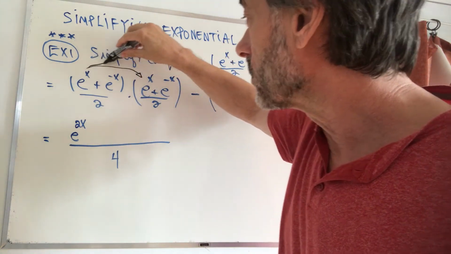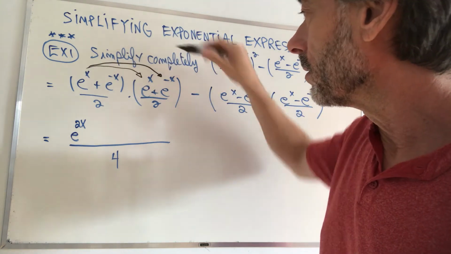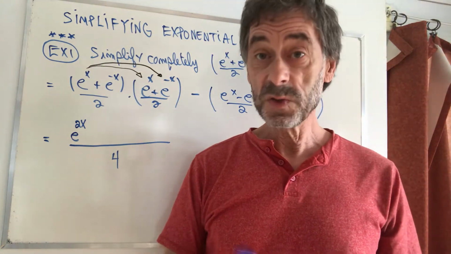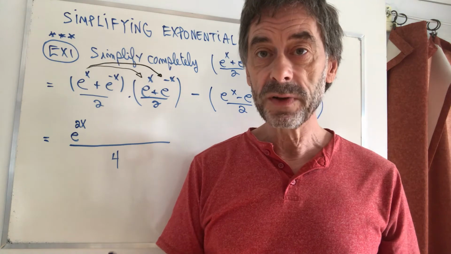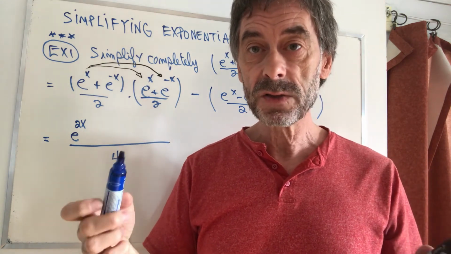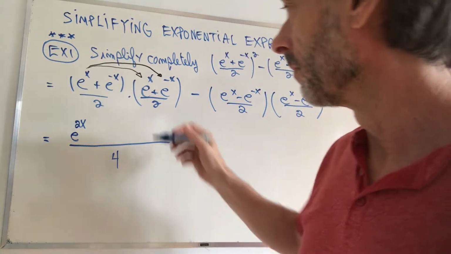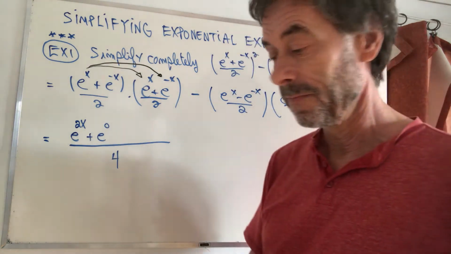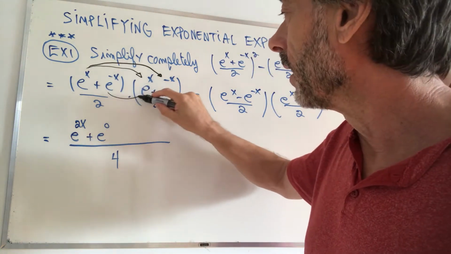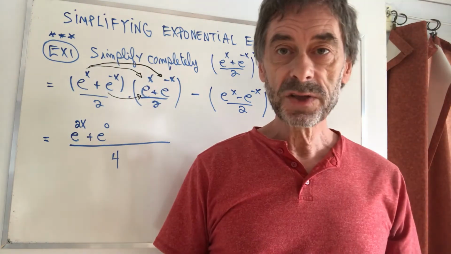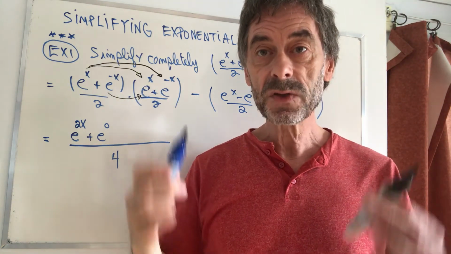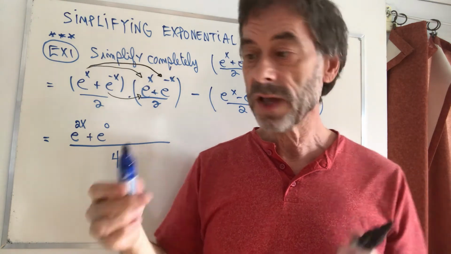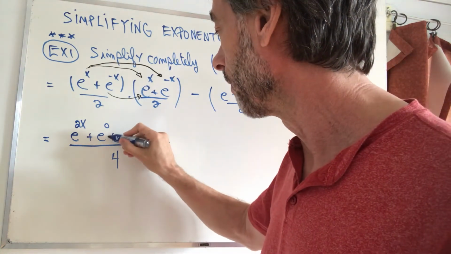E to the x times e to the minus x. Same base e, we add the exponents. X plus minus x, 0. Good. Now, again, e to the minus x times e to the x, same base, we add the exponents. Minus x plus x, 0.